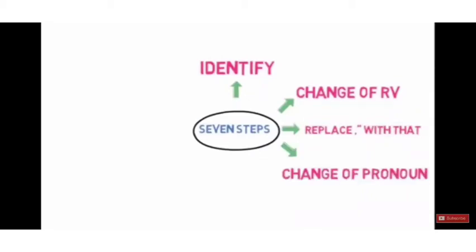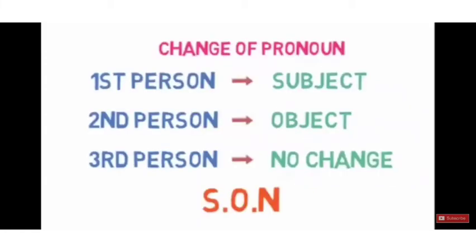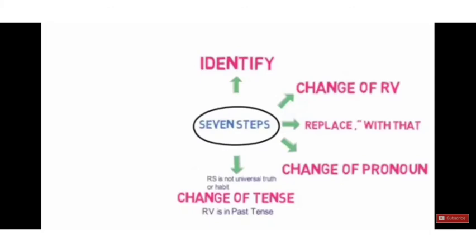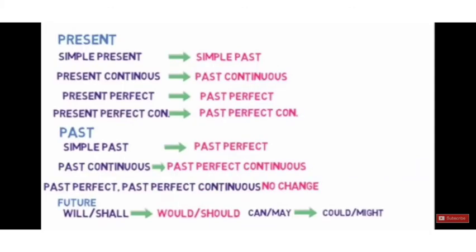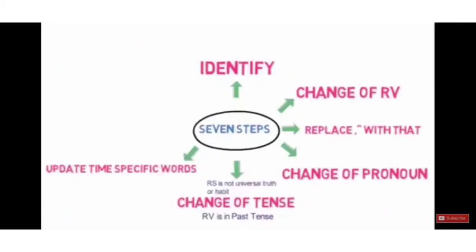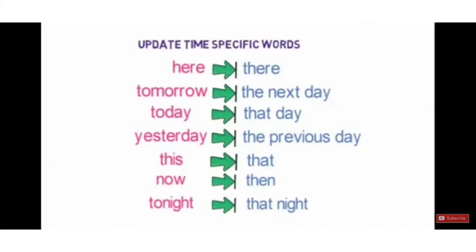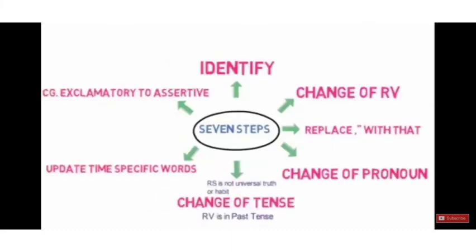Step 4 is change of pronoun. We should change the pronoun as per this workflow. Step 5 is change of tense. Tense will change as per this workflow. Step 6, change of time denoting words. We should change these words as per this workflow. Step 7, convert an exclamatory sentence into assertive sentence.